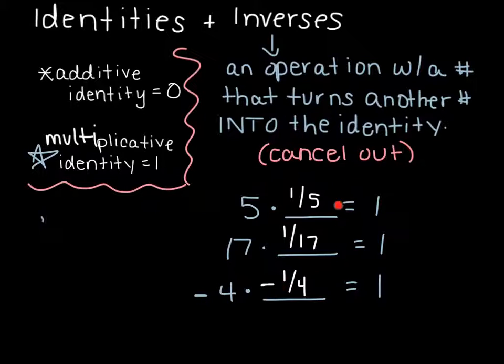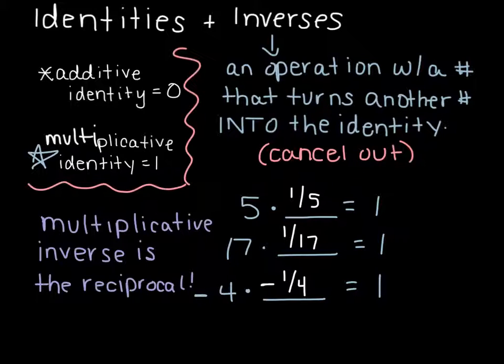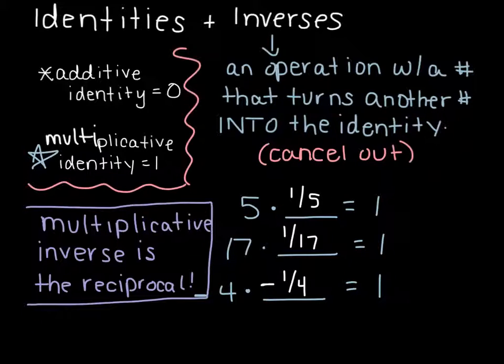So think about what these numbers are called. These numbers here are called the reciprocal of these. So, big takeaway there. When I'm talking about a multiplicative inverse, which means the number that you would multiply by to turn a number back into the multiplicative identity, which is 1, the multiplicative inverse is the reciprocal of the number. So reciprocal and multiplicative inverse means the same thing.